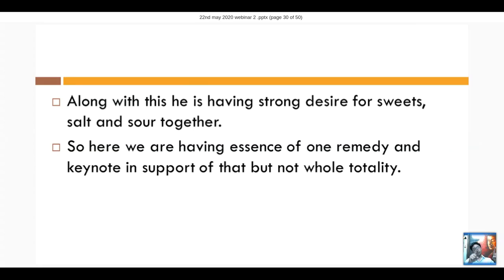Now, we have the essence of a remedy, and we do not have a totality, but one keynote for that remedy, that is desire for sweet, salty, and sour together. And we know the remedy, that is Medullinum. So here we do not have a holistic prescription, but we have to prescribe on that information only. We have only the essence, and along with the essence, we have one keynote.